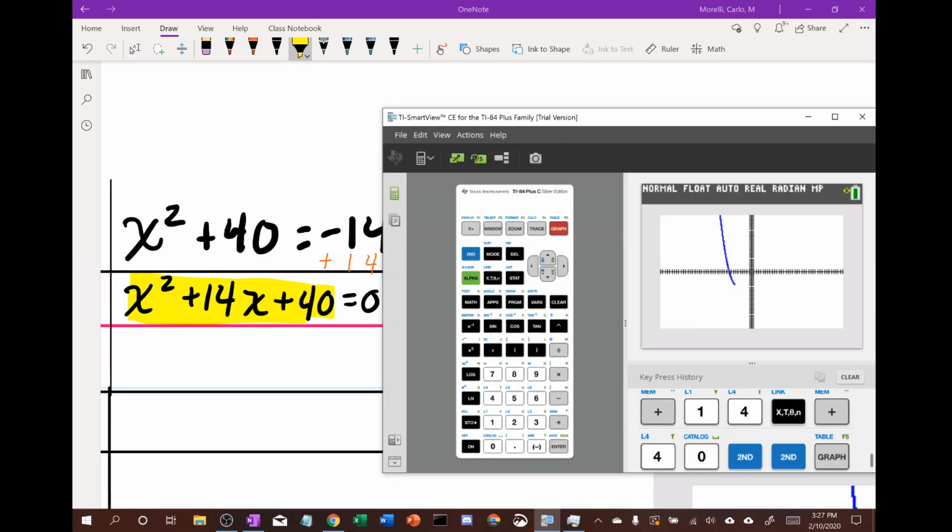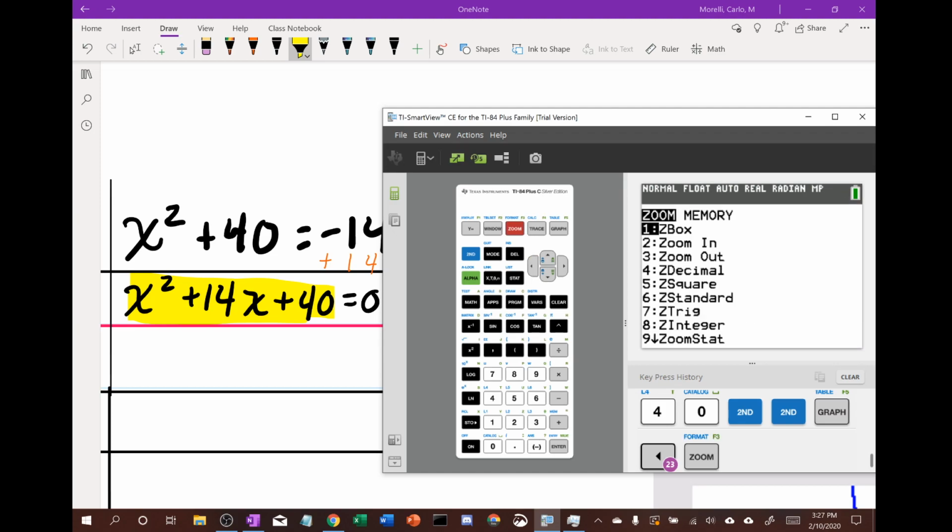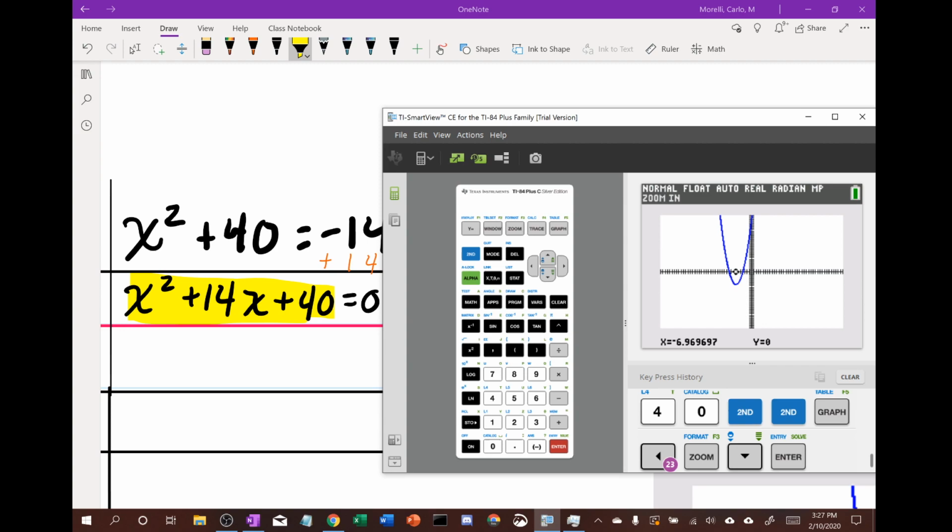Well, first we got to graph it and make sure we can see both of the intercepts. What I like to do here, and I mean, you're okay if you can figure it out without doing this, I like to put that little cursor thing right in the middle and zoom in on this thing. But you don't have to do that. I like to do that, because I can see the answers.